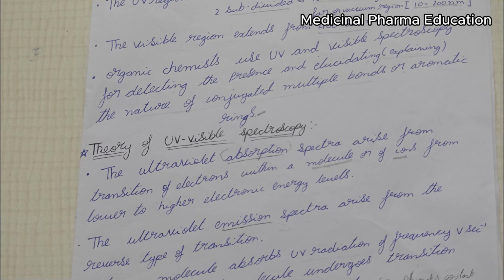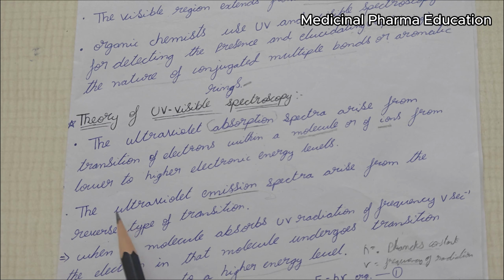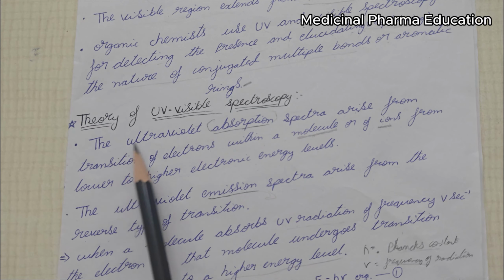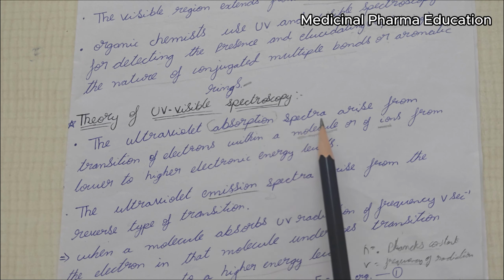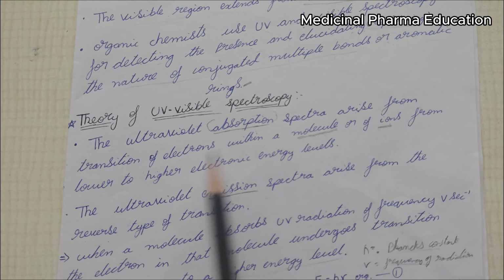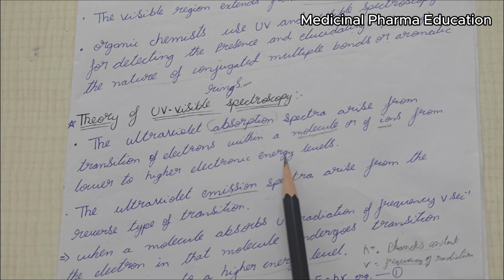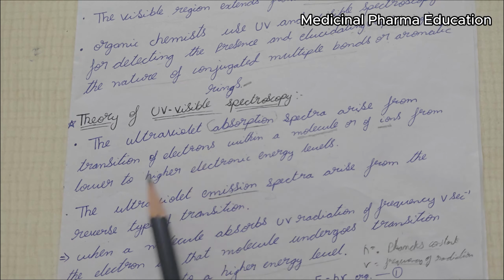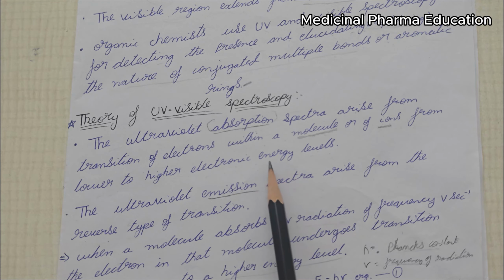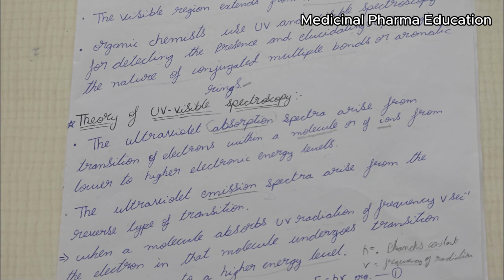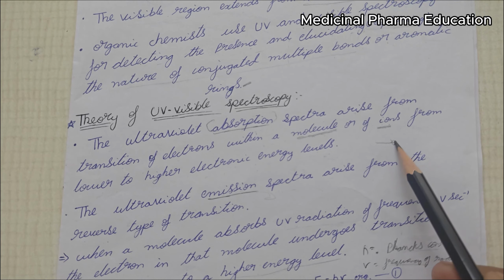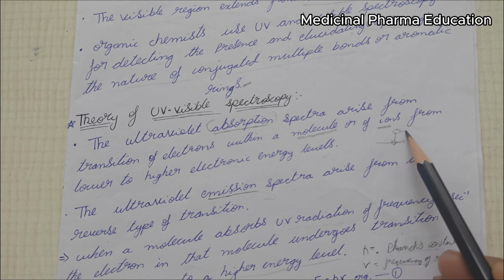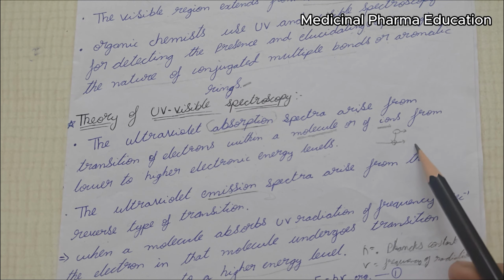Next, the theory. Theory of UV visible spectroscopy. The ultraviolet absorption spectrum arises from transition of electrons within the molecule or of ions from lower to higher electronic energy levels. Here, absorption causes it to move from lower to higher electronic energy levels. As I said already, if the energy is absorbed, it goes to the higher state. This is the ground state. This is the excited state.